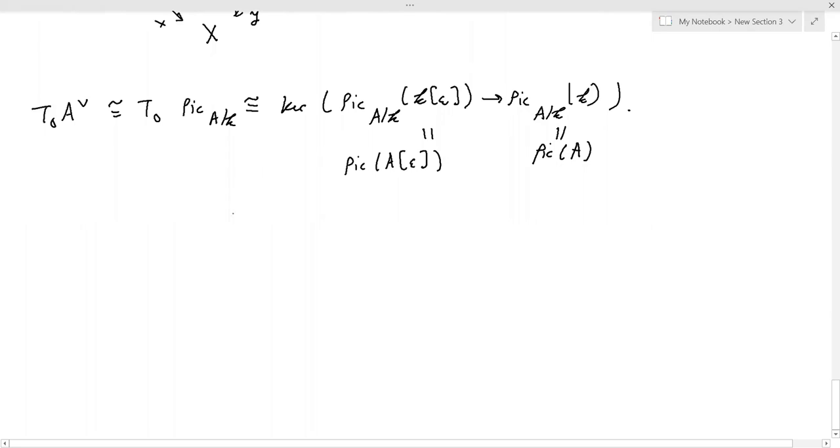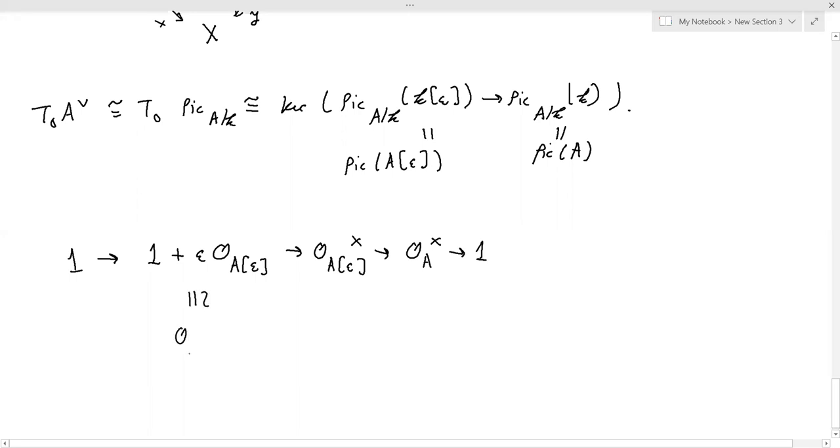So what is that short exact sequence? Let me just give it to you here. You can build it in two steps if you like. One way to think about it is that you have 1 plus epsilon O_A epsilon mapping to O_A epsilon cross, mapping to O_A cross, mapping to 1. And then you can conveniently identify this guy here as O_A via taking 1 plus epsilon sigma to sigma.